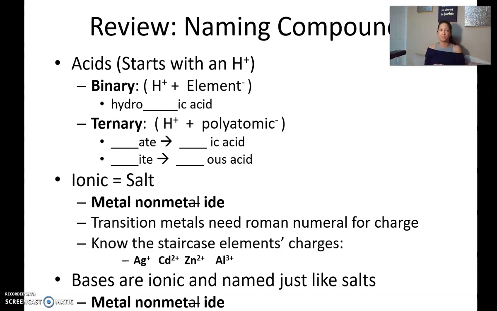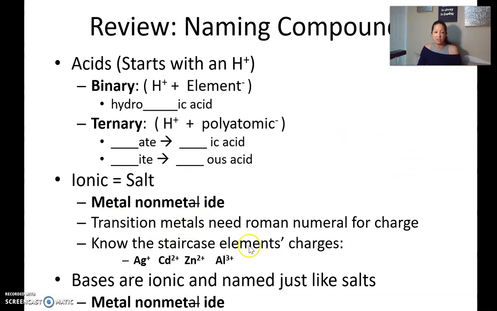For example, acetate becomes acetic acid. Anything that ends in ite, you change to ous acid. So remember that Sprite is delicious, ite to ous. Also, you can remember hydro-ic for binary when you just have an element.